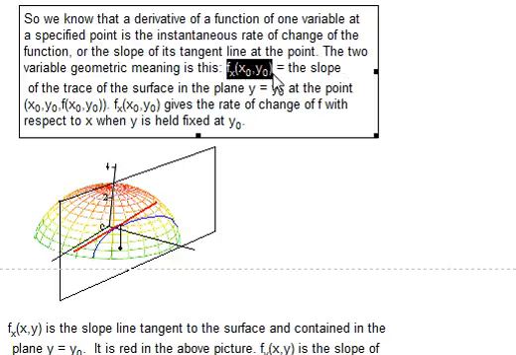The partial derivative of f with respect to x at the point x sub 0, y sub 0 is the slope of the trace of the surface in the plane y equals y sub 0 at the point x0, y0, f of x0, y0. That's the z value of the point. And this gives the rate of change of f with respect to x when y is held fixed at y sub 0. That's how I'd say it in words.